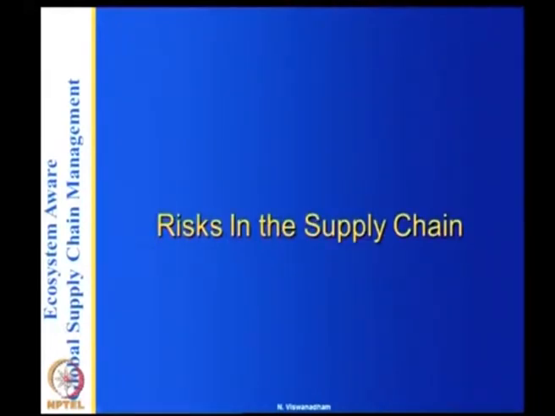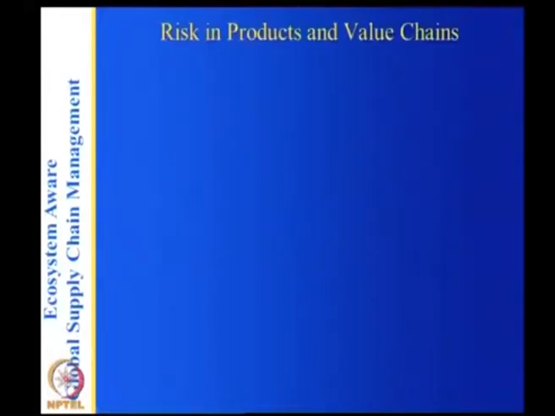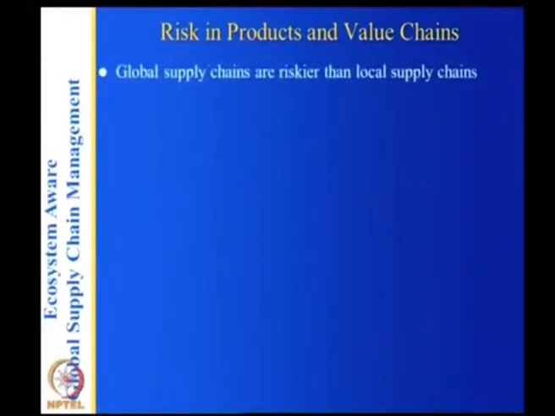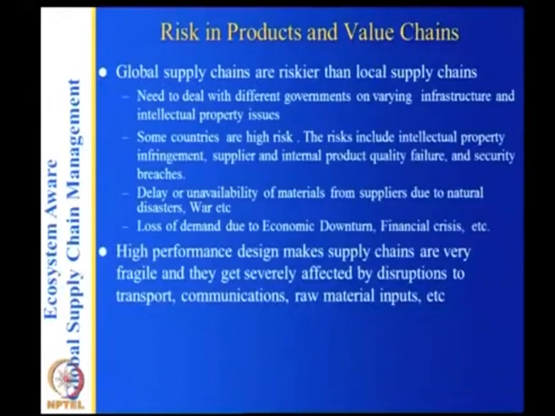So what are the risks in the supply chain? Risks in product and value chains: global supply chains are riskier than local supply chains. You need to deal with different governments, varying infrastructure, and intellectual property issues. Some countries are high risk. The risks include intellectual property infringement, supplier and internal product quality failure, and security breaches.